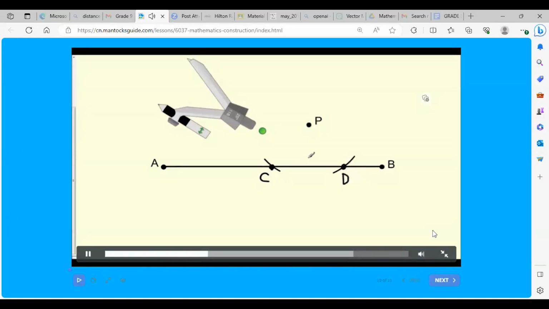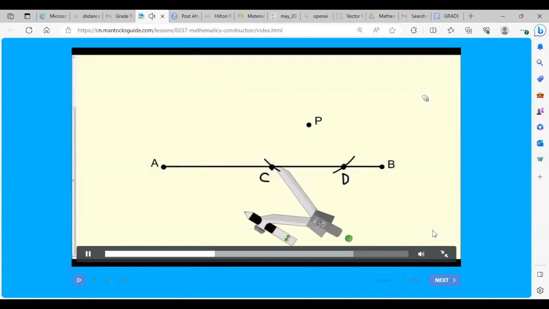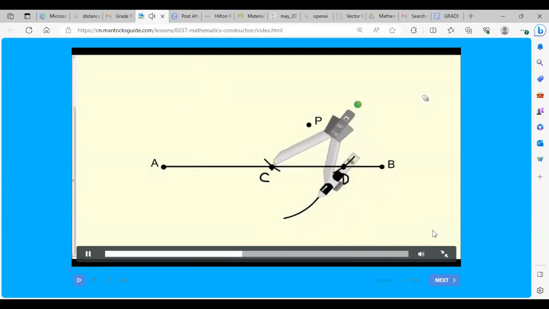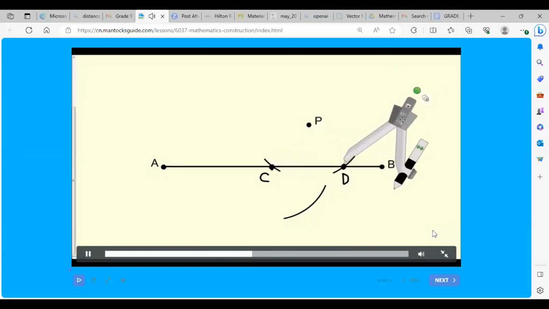So next what we want to do is we're going to set the compass on point C, and we're going to make sure that the compass is facing in the other direction of line segment AB. That is, notice how point P is above line segment AB. Now we're going to set the compass facing the direction below line segment AB. So now we're going to construct an arc. And we're going to do the same thing on point D. And we're going to construct this new arc in such a way that it intersects the arc that we just sketched.